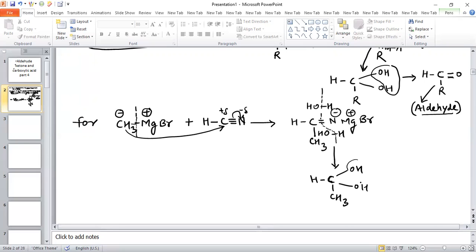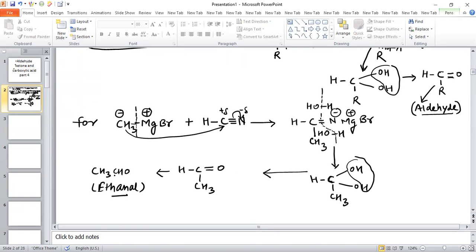So water is removed in this way. When water is removed, it will form HC, CH3, and this is basically C double bond O. So you can write this product as CH3CHO. So this product is basically ethanol.